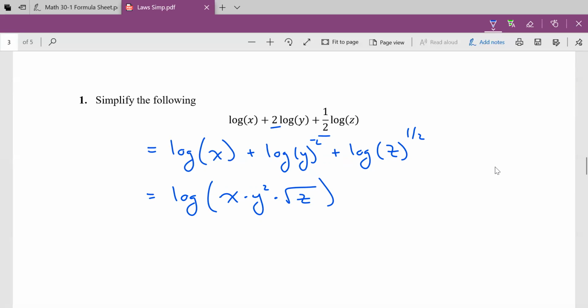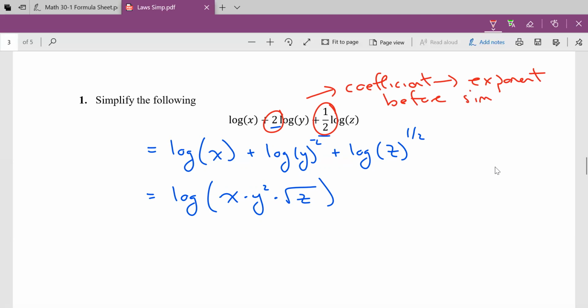So there it is. This is incredibly important, friends. If there's a coefficient and you're simplifying, that coefficient must become an exponent before simplification. That's it. And if you look again at your formula sheet, there is no coefficient. Well, there's a coefficient of 1. So if the coefficient's anything other than 1, you need to make it an exponent first. Simple as that. Okay, let's try another one.